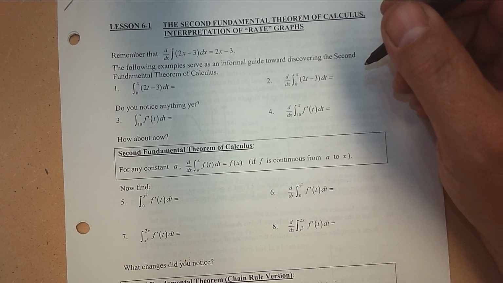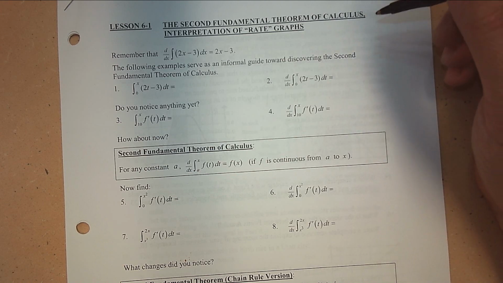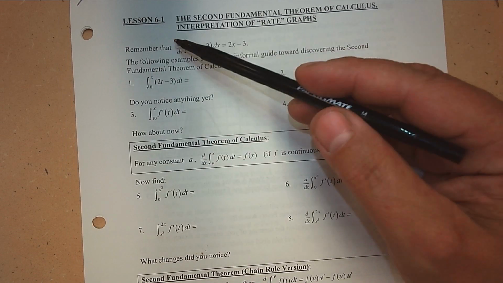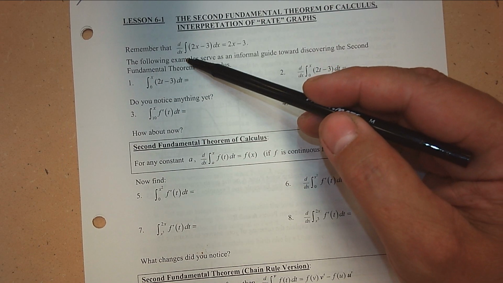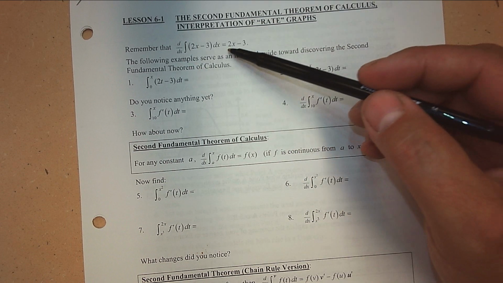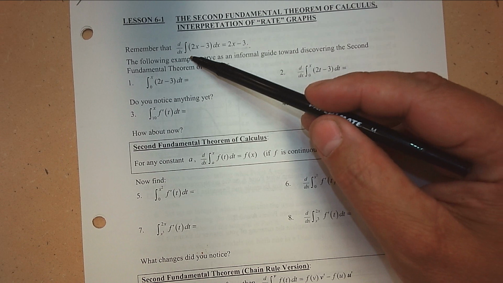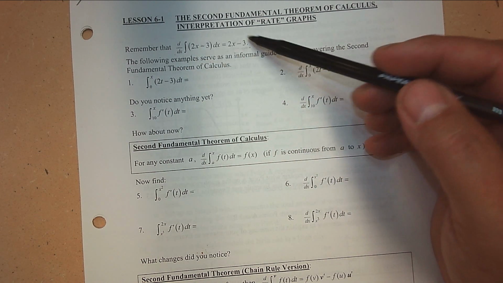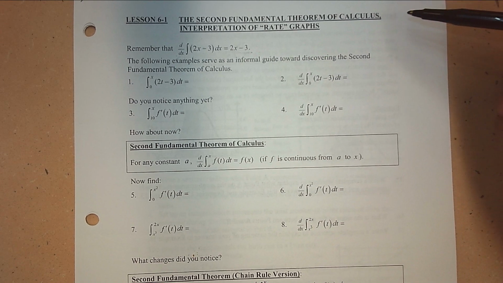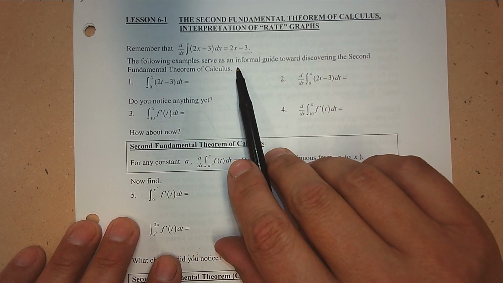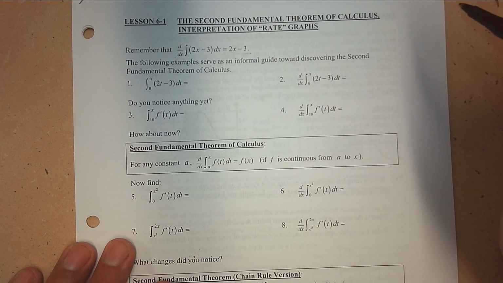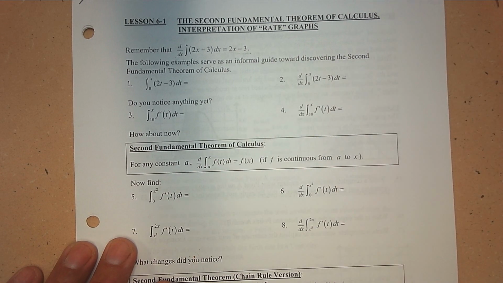6-1 is a continuation of the fundamental theorem of calculus. Remember that the derivative and the integration undo each other, inverse operations. So you can see that what you're integrating, if you take the derivative, they undo each other and you're left just with 2x subtract 3. The following examples serve as an informal guide to discover the second fundamental theorem of calculus.